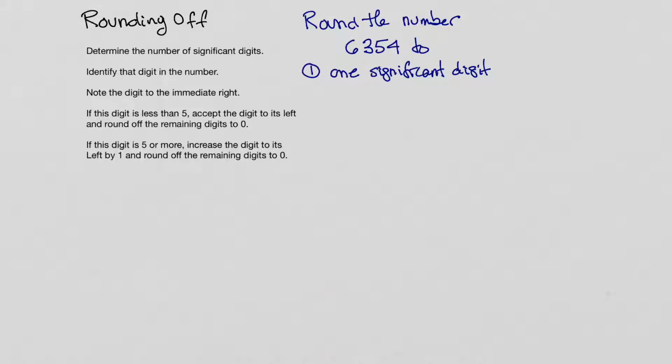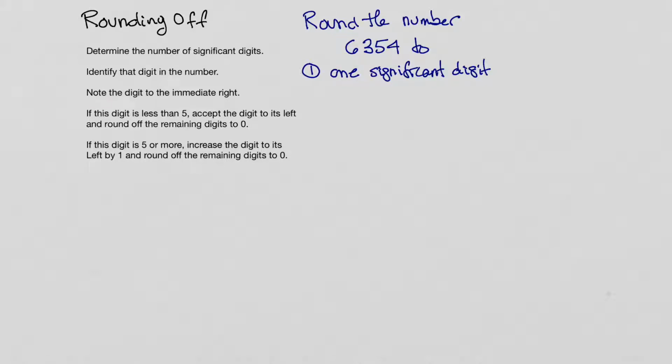So first of all, we've got 6354. Let's round this to one significant digit. So we've done number one. We've determined the number of significant digits, 1. Now the second one: identify the digit in that number. So we start from the very left and we look for the first significant digit. That's the 6. So we've got 1 and we only want 1. So we're going to round off to this significant digit.